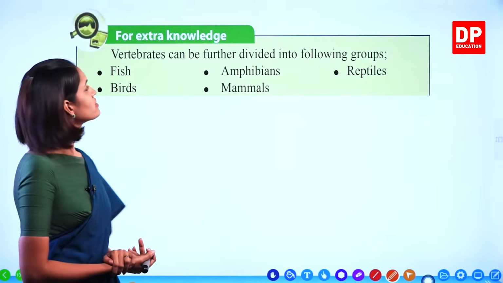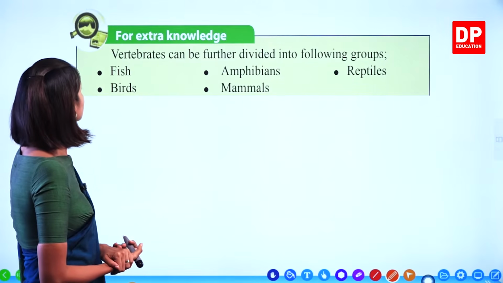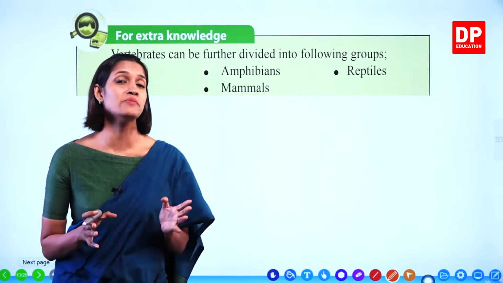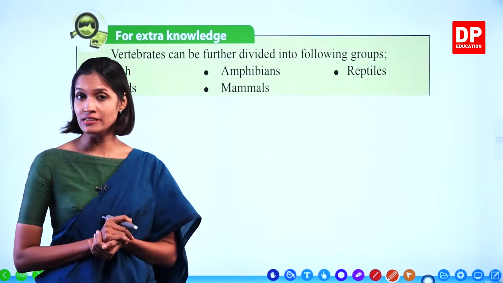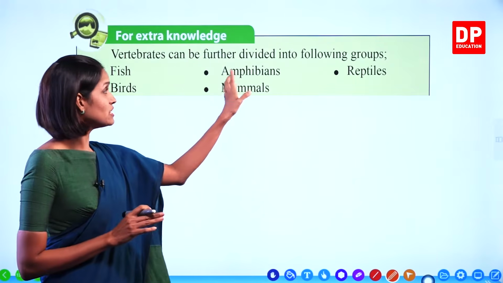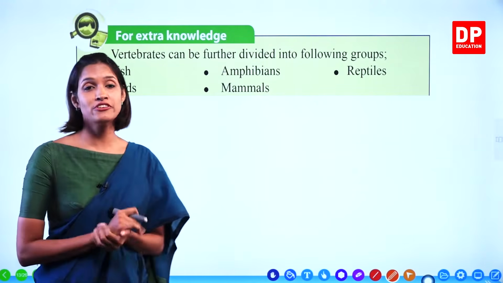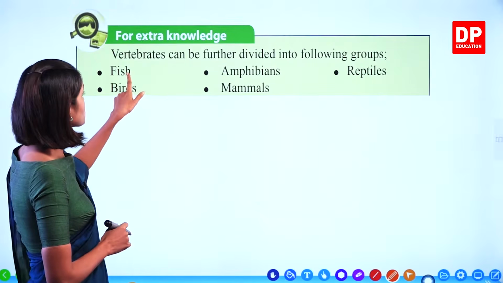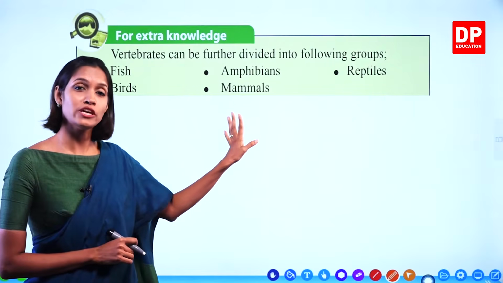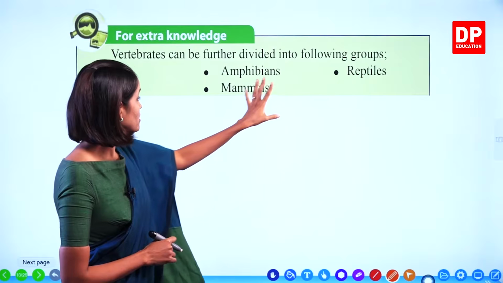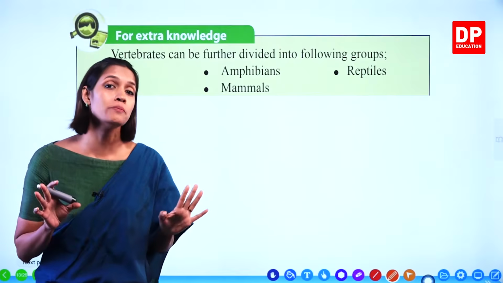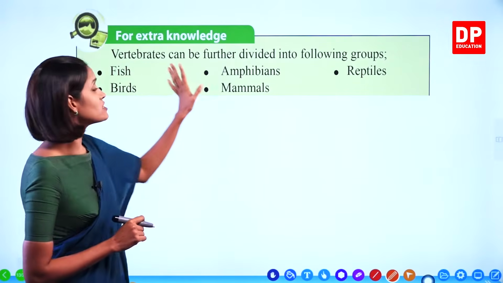Right, children. We will go through this extra knowledge part. Vertebrates can be further divided into following groups. Now we learned that animals with a backbone or the vertebral column are known as vertebrates. When it comes to vertebrates, they can be divided into 5 different groups. What are they? Fish, amphibians, reptiles, birds and mammals. Even though these are 5 different groups, their common feature is the presence of the vertebral column, or the backbone.